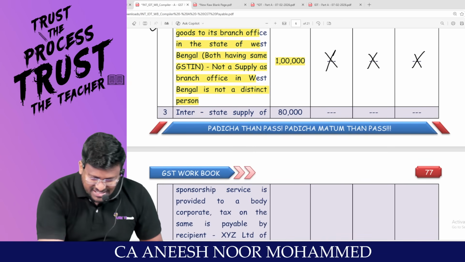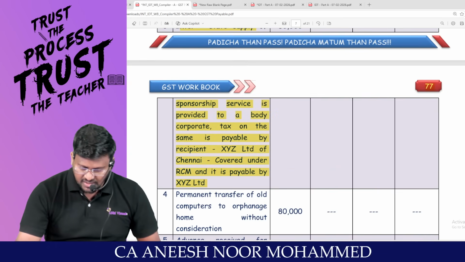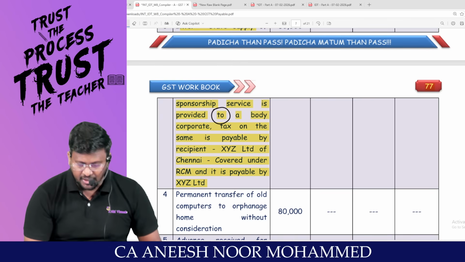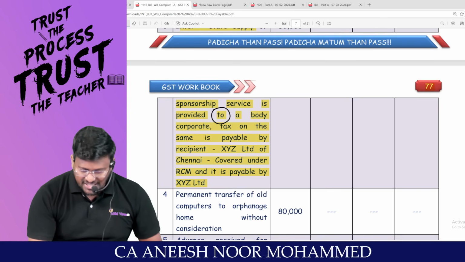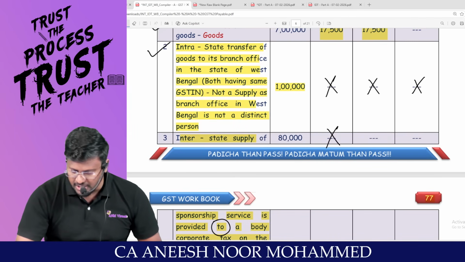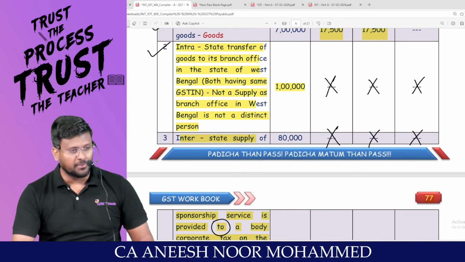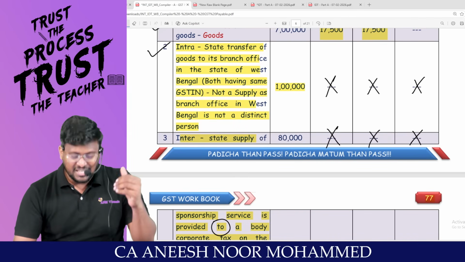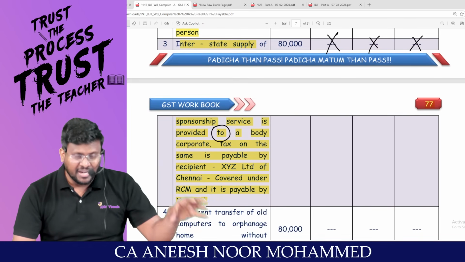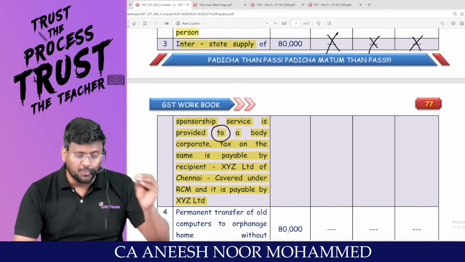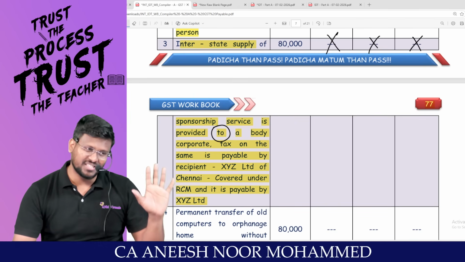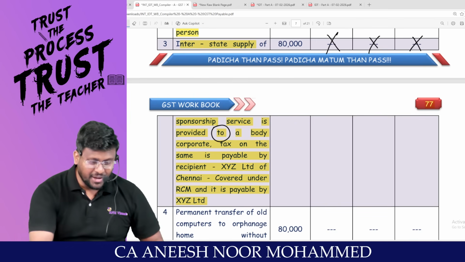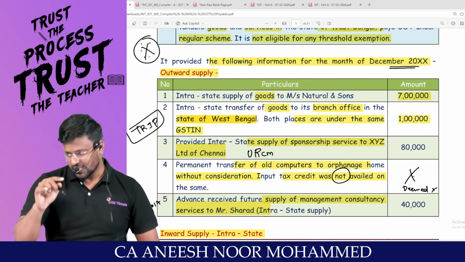So interstate supply of sponsorship services is provided to a body corporate. Tax on the same is payable by the recipient. So XYZ Limited of Chennai is covered under RCM, that is payable by XYZ Limited. We don't have any output tax liability. We are the service provider. Service recipient is a body corporate. Since a body corporate has received sponsorship services, they are liable to pay tax on reverse charge basis. Let them pay. Let them pay. This is outward RCM. This is not inward RCM.